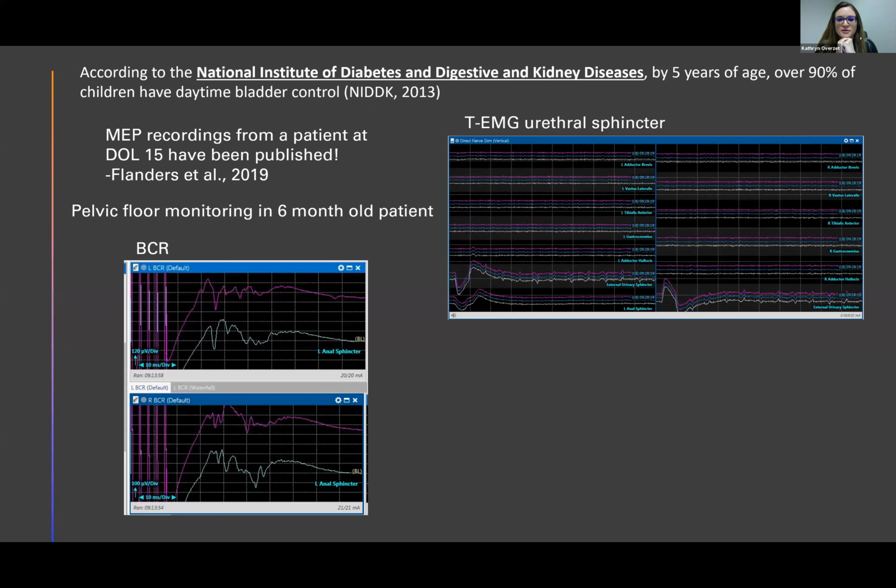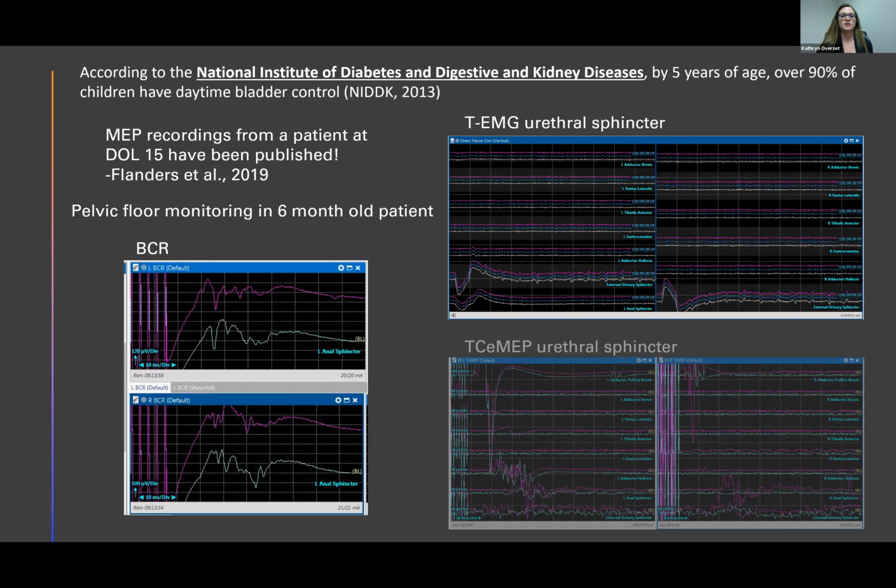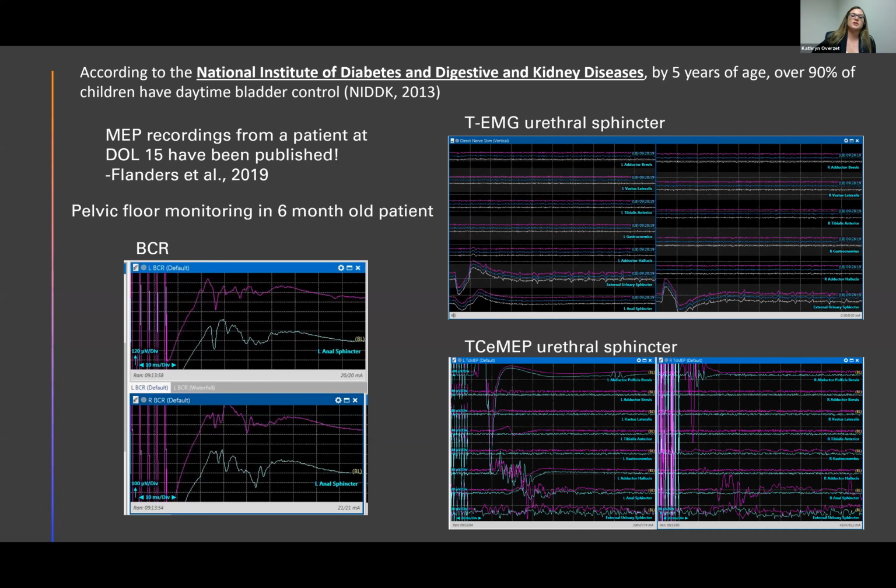So this part becomes dependent on if the electrode is able to be placed. But we were able to adequately monitor this 6-month-old patient for a tethered cord release, and get beautiful pelvic floor responses.